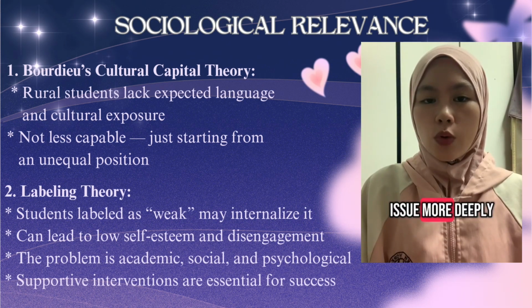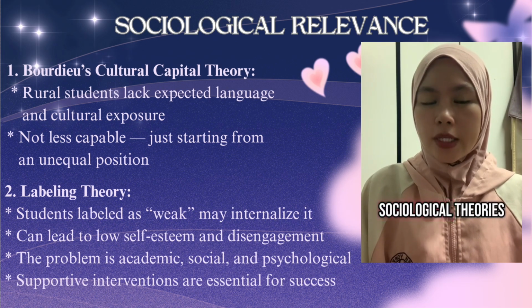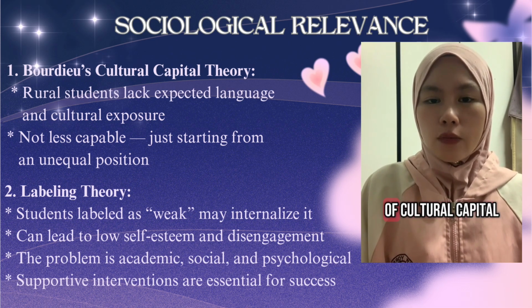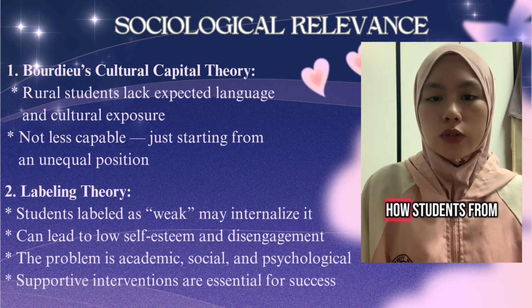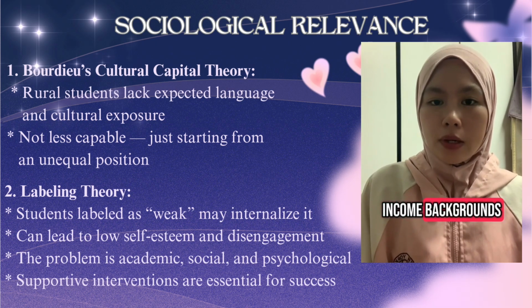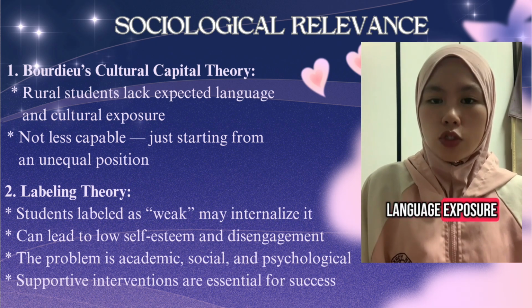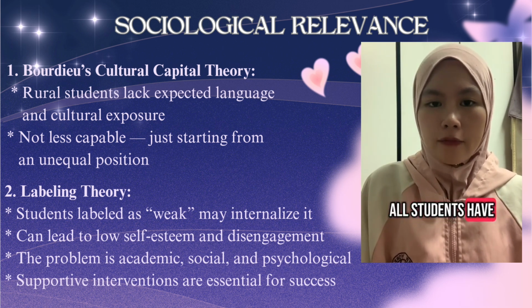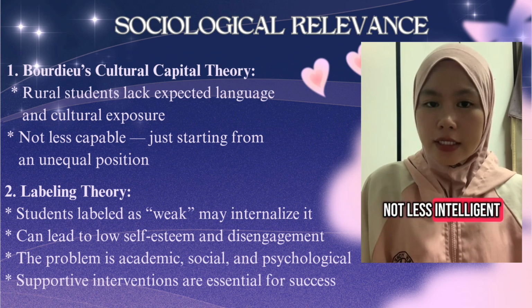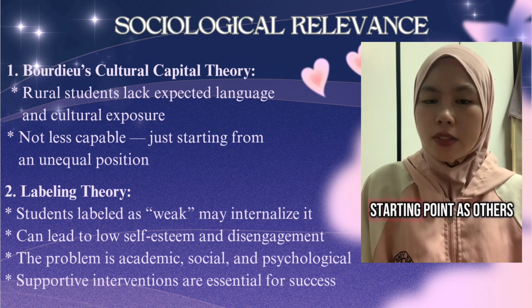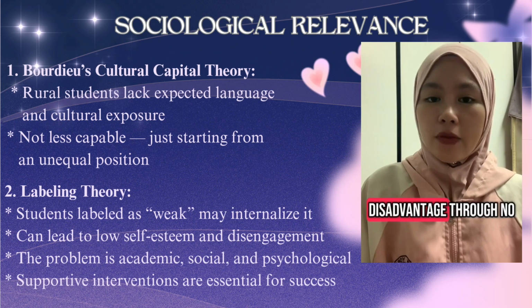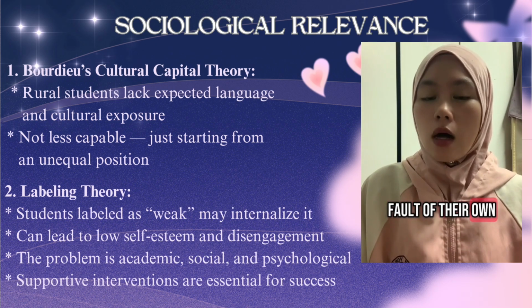To understand this issue more deeply, we use two sociological theories, which is Bourdieu's theory of cultural capital and the labeling theory. First, Bourdieu's theory of cultural capital helps us understand how students from rural or lower income backgrounds often lack the language, exposure, and cultural experience that schools assume all students have. These students are not less intelligent, they simply don't have the same starting point as others. Without support, they remain at a disadvantage through no fault of their own.